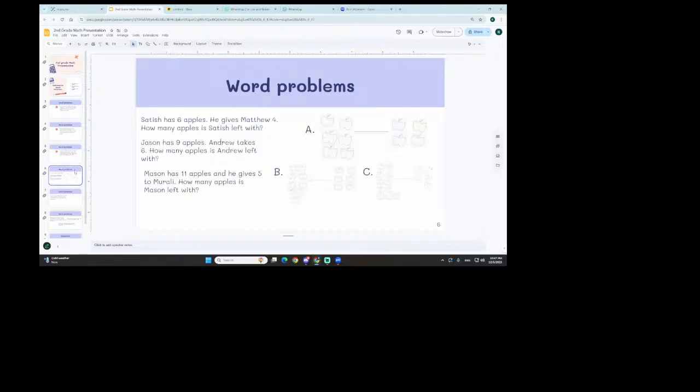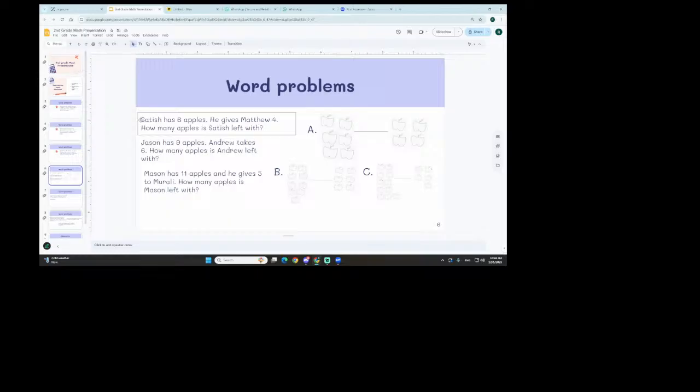Okay. So now we're going to do some visualization to help us solve word problems. So I want you guys to match the situation with the visual. So here you can see A is this many apples minus this many apples. This line is the minus symbol. And here B is this many apples minus this many apples. And same thing for C.